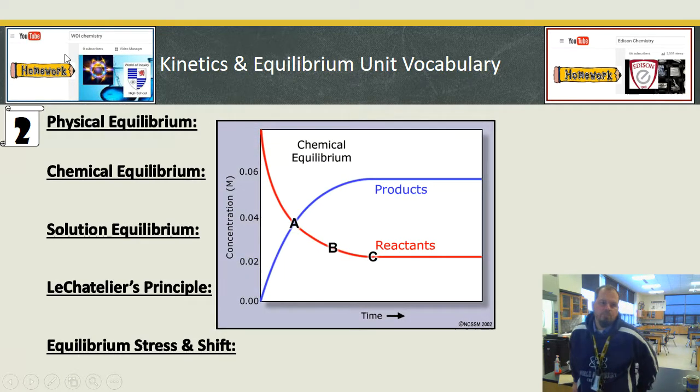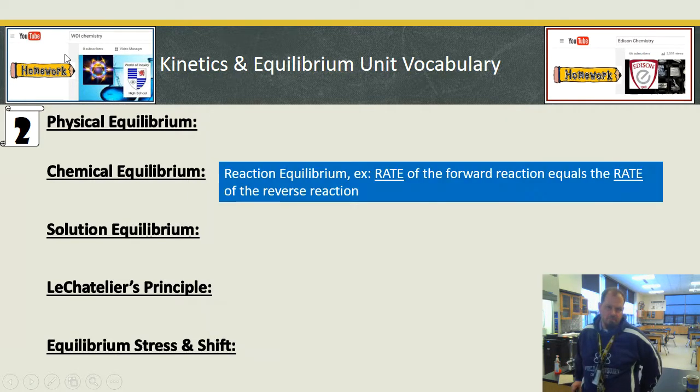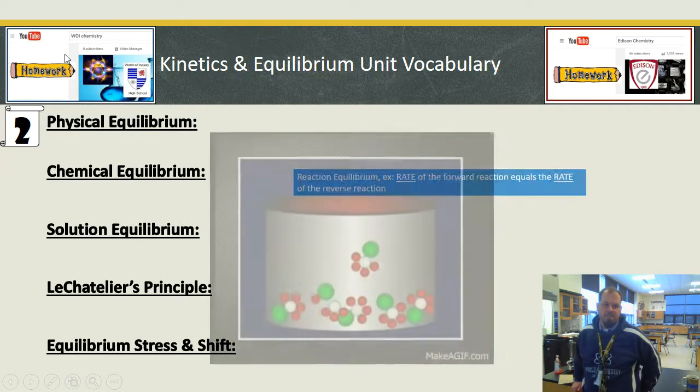Okay. A chemical equilibrium happens in chemical reactions that can go backwards and forwards. This is a reaction equilibrium where the rate of the forward reaction equals the rate of the reverse reaction. Notice that rate is underlined in all caps. Probably should bold it, right? It's the rate that is equal. That's one of the things I need you to know for this entire unit. That is a big, big idea.